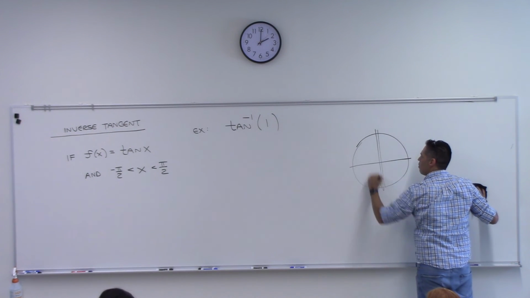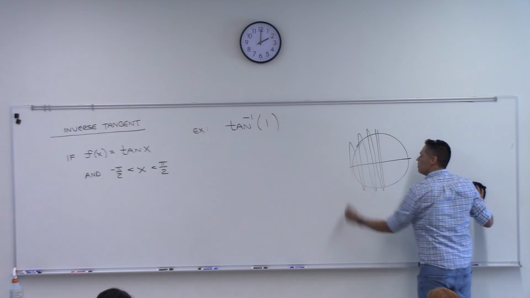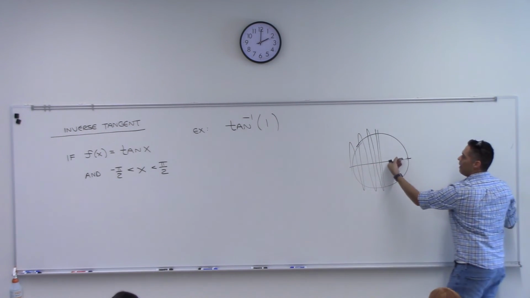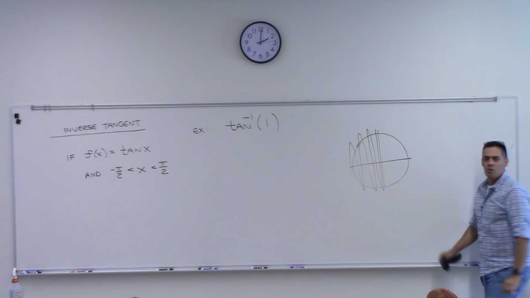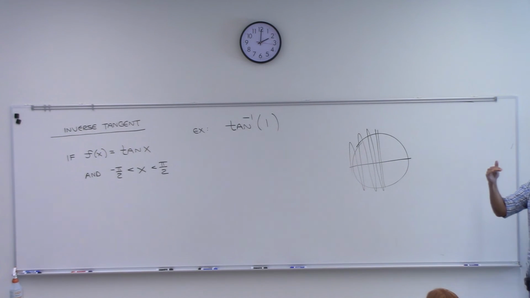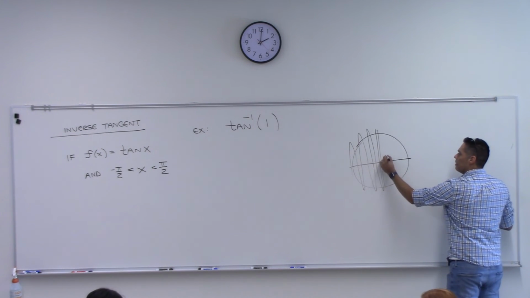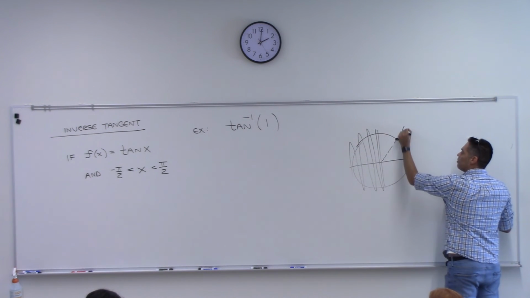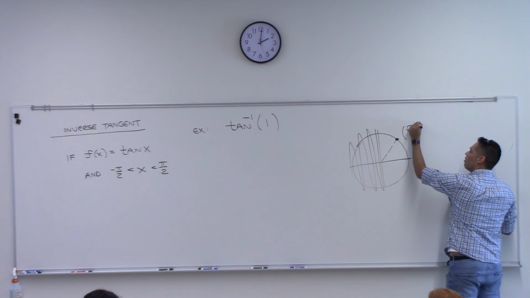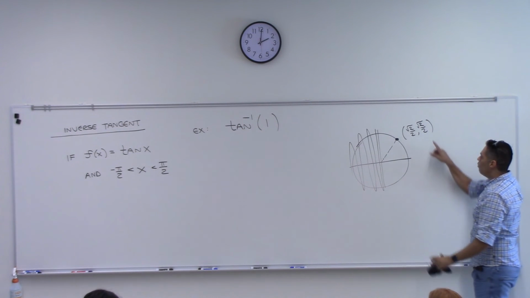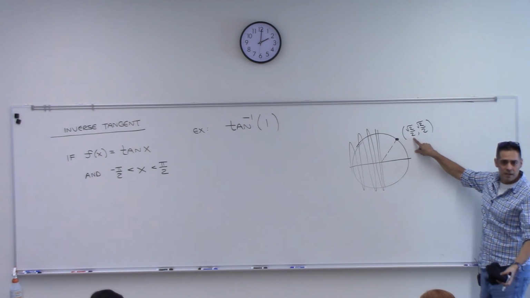and we're not allowed over here anymore, right? Only between pi over 2 and negative pi over 2. Where is the ratio of the y-coordinate divided by the x-coordinate equal to 1? 45 degrees, right? Right here. That's root 2 over 2, root 2 over 2. And so if you take the y and divide by x, you get 1.